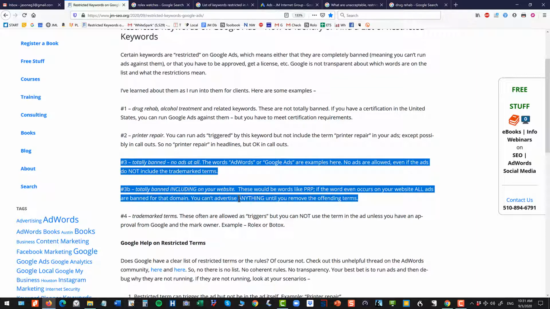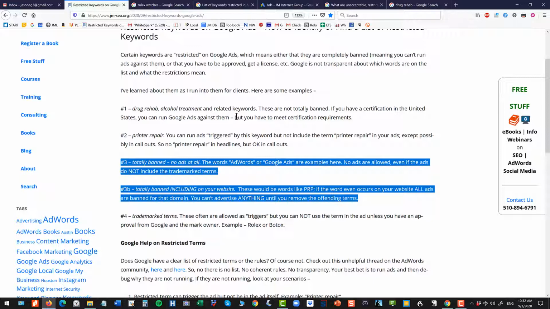The long and the short of it, like with so much on AdWords, is there are rules. They don't release what the rules are in any coherent or transparent way. You just have to figure out what the rules are and then whether you can work around them or not. And in some cases, like trademarks, you can work around them if you want. In other cases, like say drug rehab or PRP, it's impossible. You can't run ads for it.